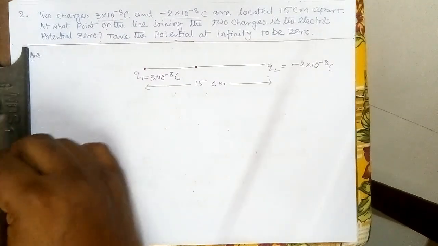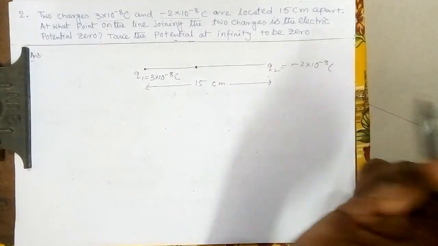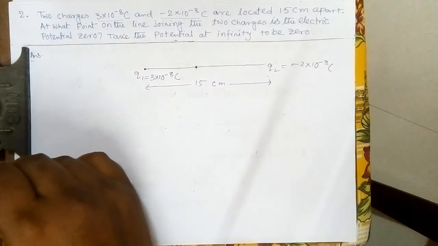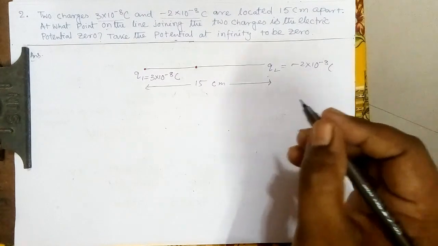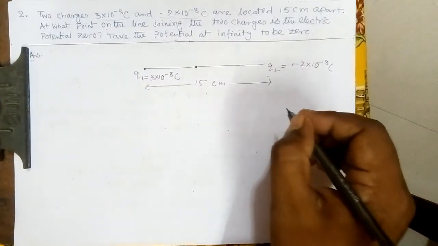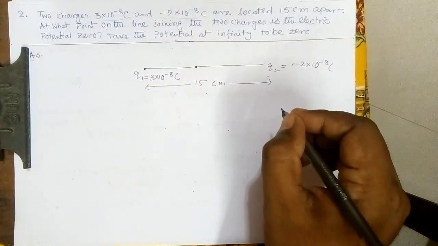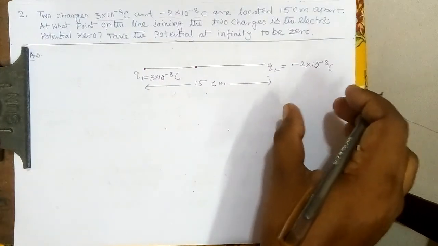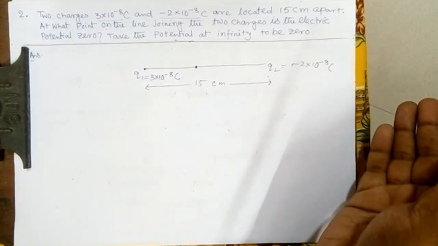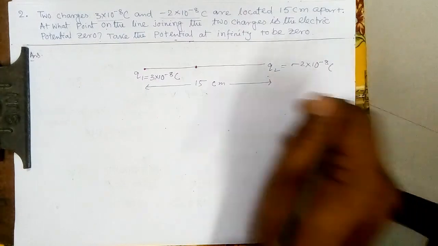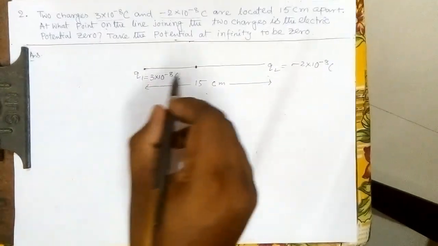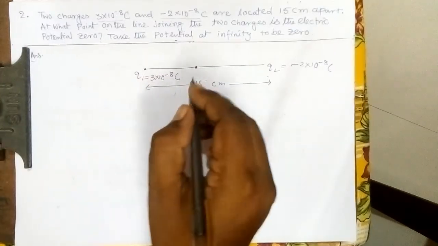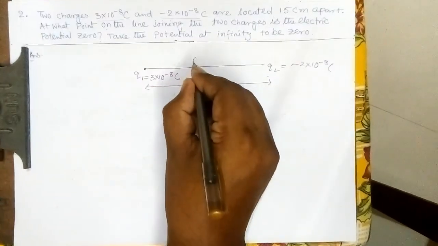So that is not very important for us. If we take the potential at infinity to be 0, that is because we have learned that the potential of charge q equals q by 4 pi epsilon naught r. If r is infinity, then definitely 1 by infinity equals 0. So that is a very easy thing. Now, where the potential will be 0, we don't know. We have to assume a point O.